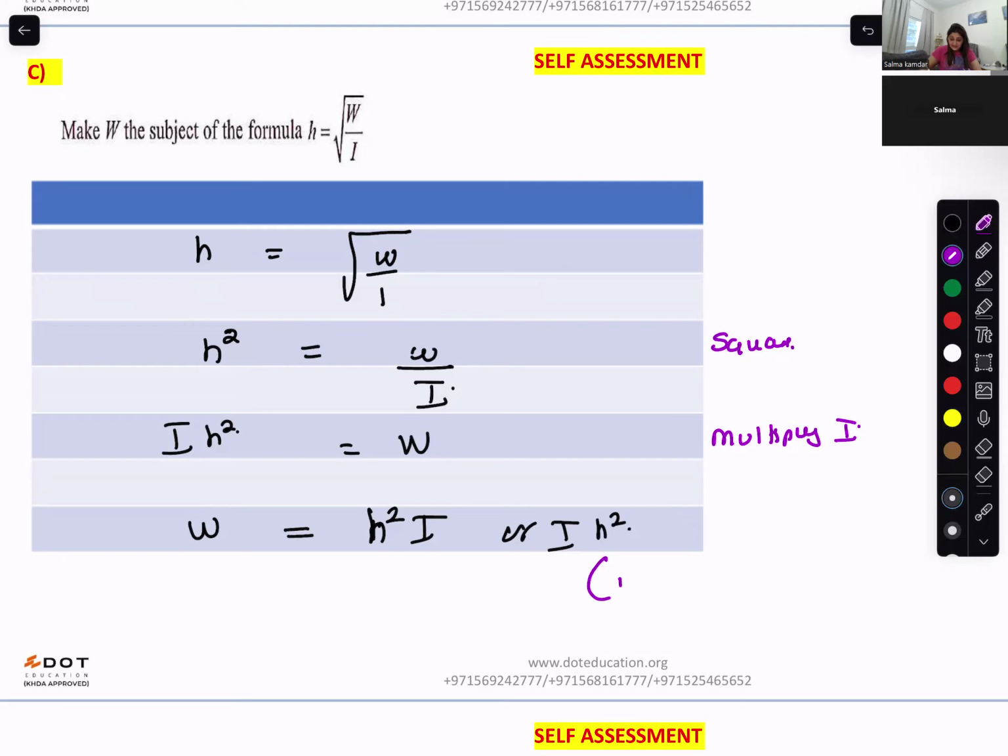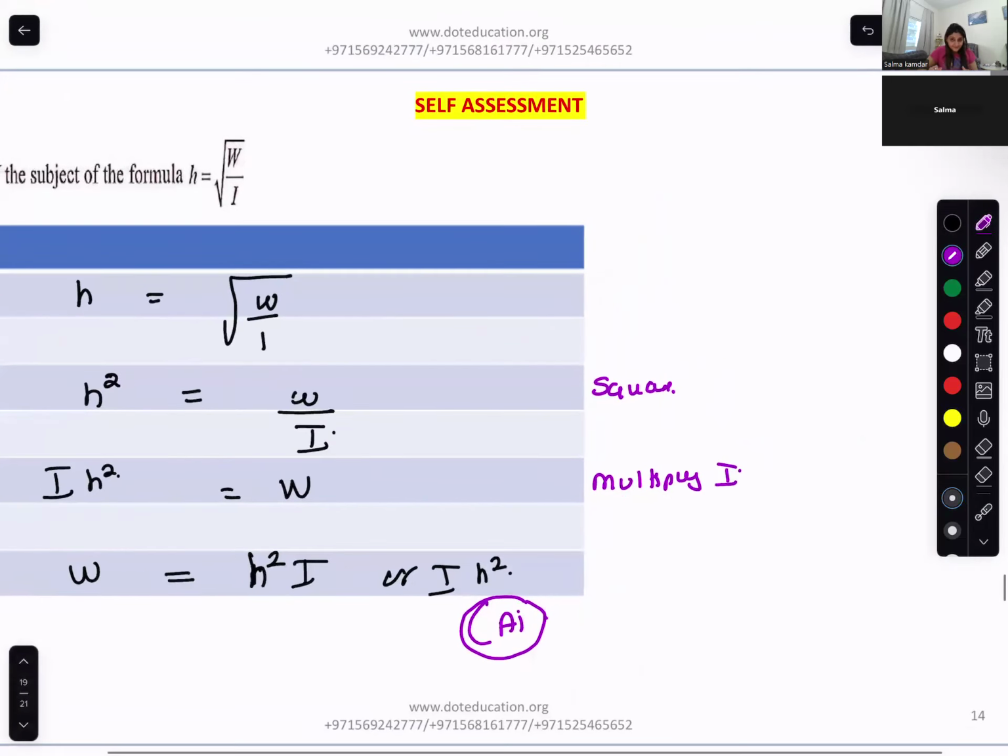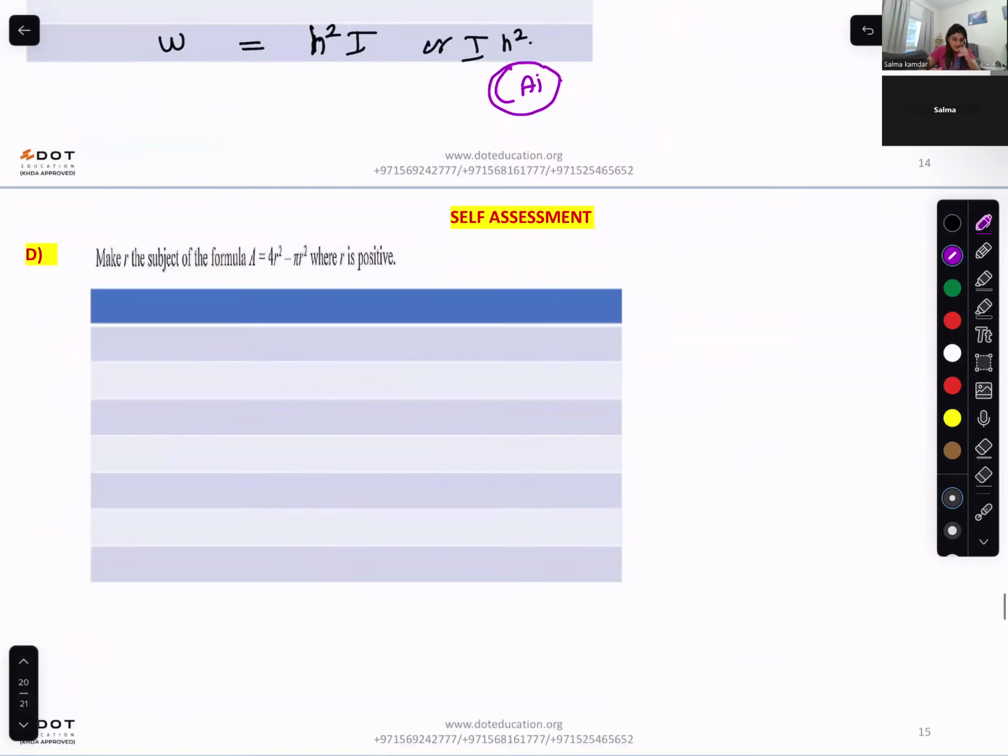Okay, giving this is A1 assessment criteria. Go to the next one.